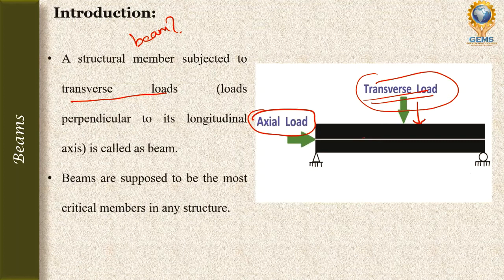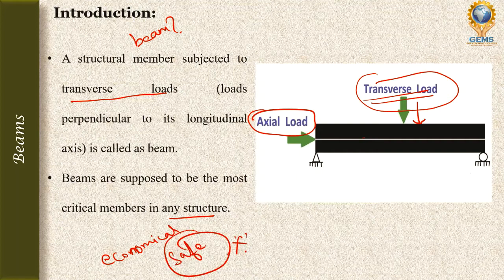These beams are the most critical members in any structure. If you take any structure, the beams are the most critical members. They can fail due to heavy loading. So we have to design the beam not only to be economical, but also to be safe. If you are going to design any building, the beams are very critical sections, so we have to consider the safety of the beam.